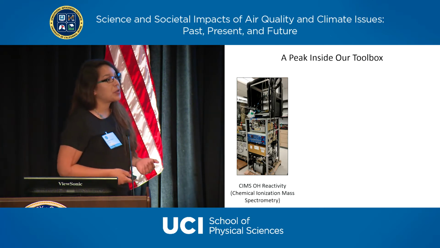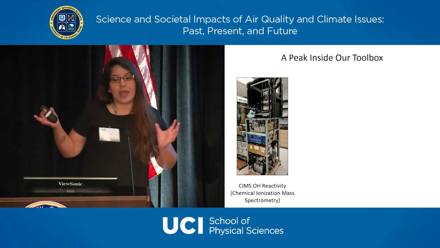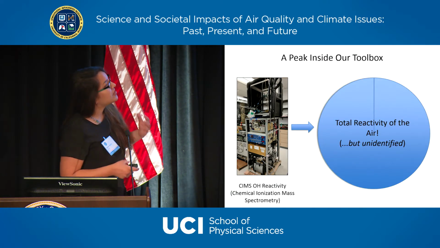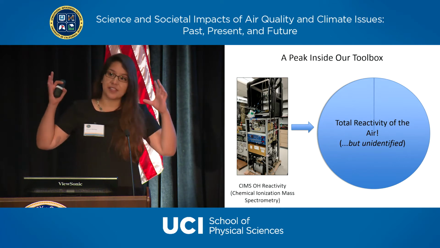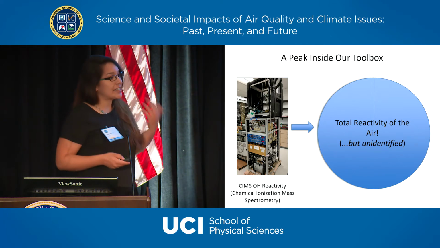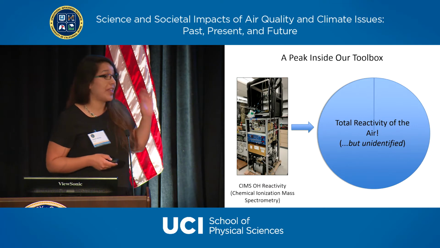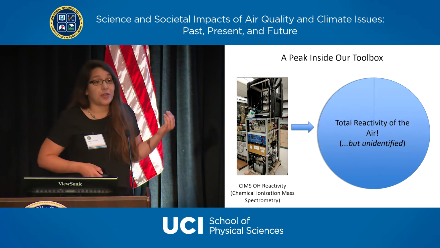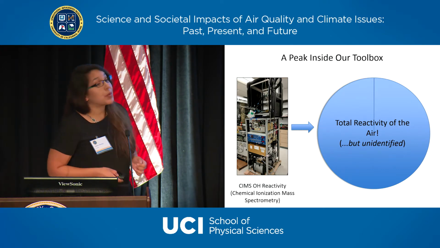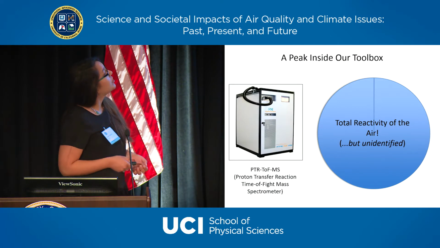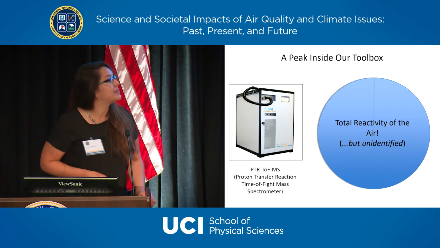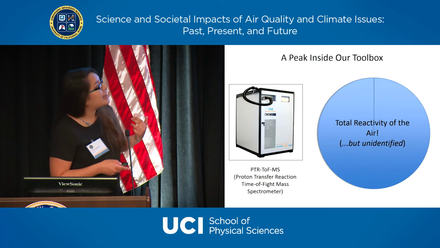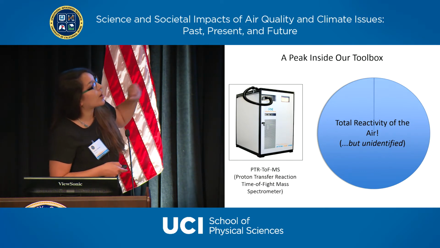And this instrument is special because it can give us the total amount of reactive gas that we're looking for in a given environment. So it gives us the total OH reactivity of the air. It gives us our budget. However, it doesn't identify the different BVOCs or plant volatiles. So these are unidentified. So in order to identify those and fill in our budget, we turn to another complementary instrument. So we look at the PTR TOF-MS. So this can give us the actual species in real time, and it can identify them for us to help us fill in our budget.